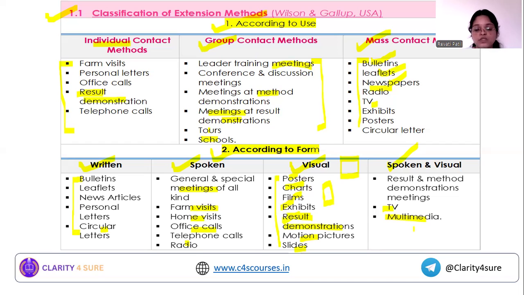So from this slide, the questions in your examination will be like, TV is categorized according to form. It is categorized under which heading in classification of extension education teaching method. So TV is what? TV is a visual and spoken form. And the question will be like, the result demonstration is categorized under which heading according to you. So it is categorized under an individual contact method. So likewise, questions will be asked in your examination. Okay, so please go through this chart once.